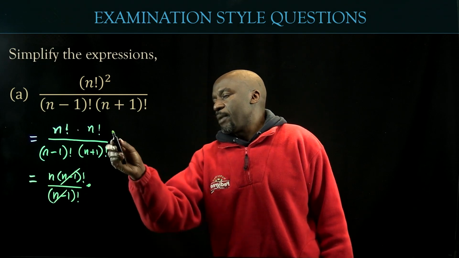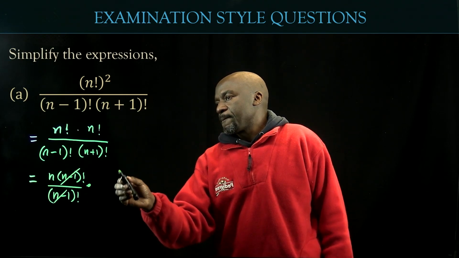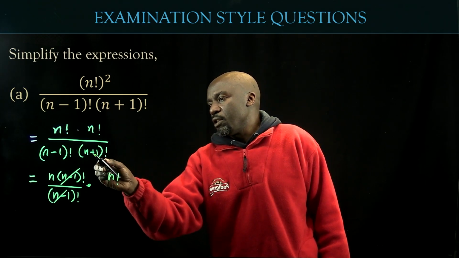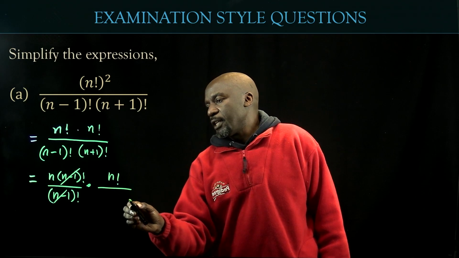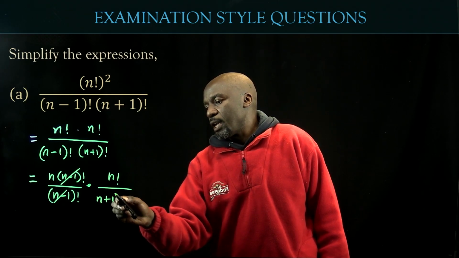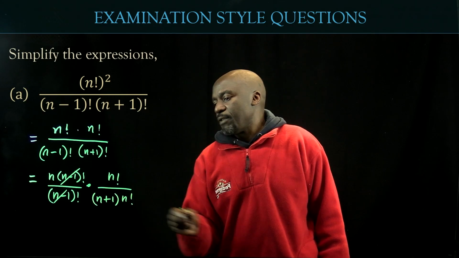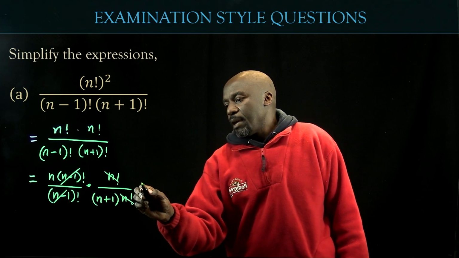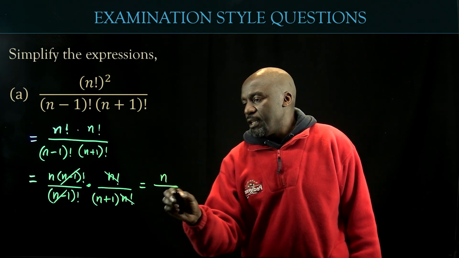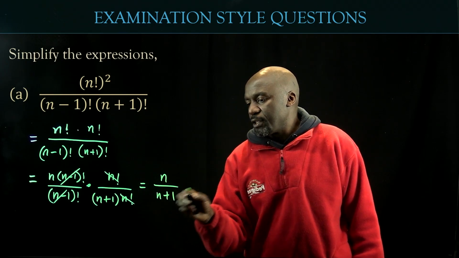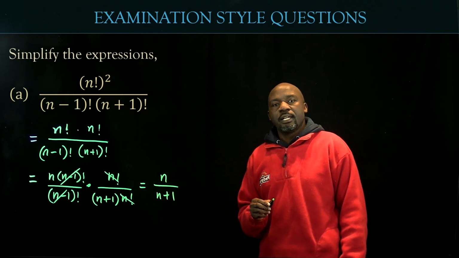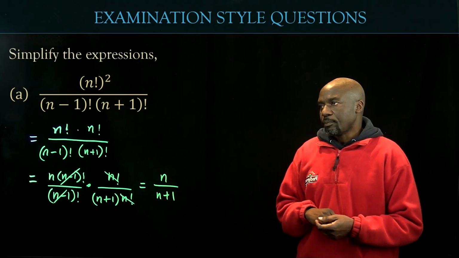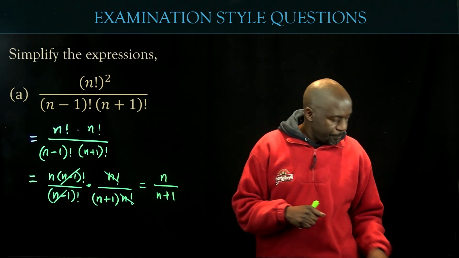Now we're going to multiply by n factorial, but now the numerator is smaller than the denominator. So I'm going to write the denominator as n plus 1 times n factorial. And so this will cancel with that, and I'm left with n divided by n plus 1. So we have simplified that expression. This is a typical exam question. All right, let's see the next one.